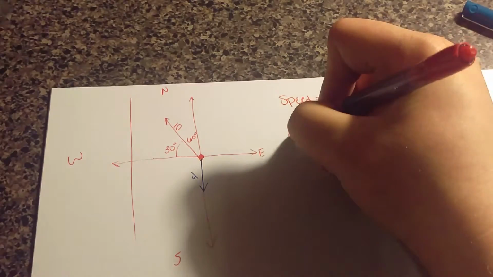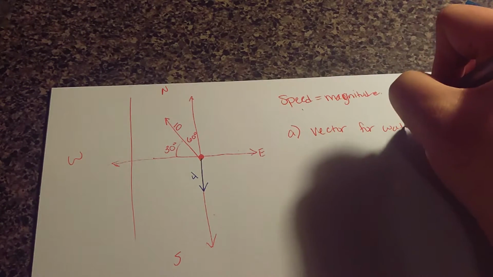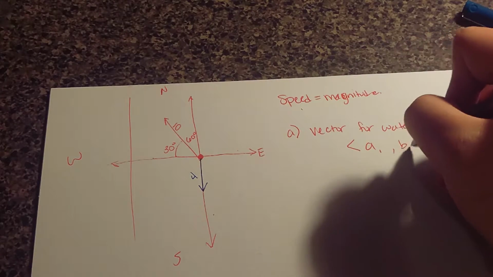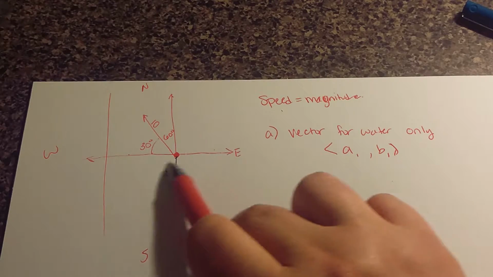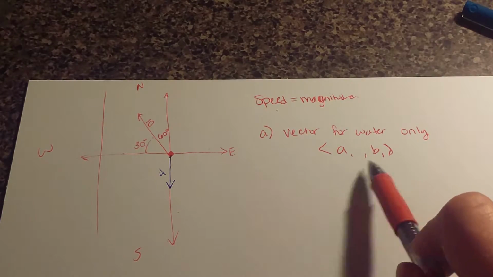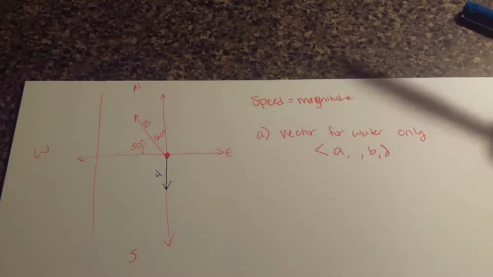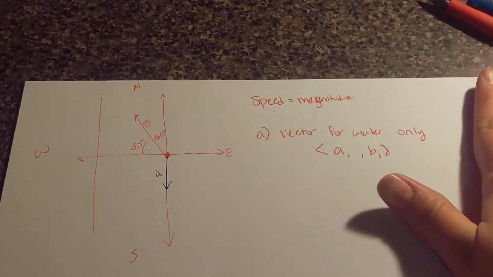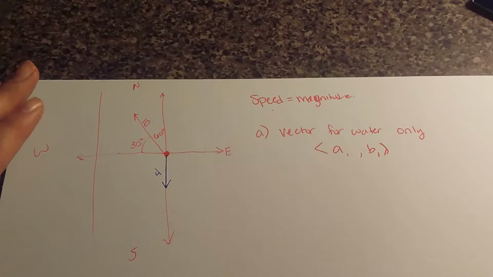So for A, we want the vector for water only. It should be in component form, A1, B1. There should be a horizontal component, meaning how far left or right that blue vector travels, and a B component, meaning how far up and down the vector goes. You should be able to fill in the two parts just by looking at your picture. And that's the answer for A. That's it, the vector.